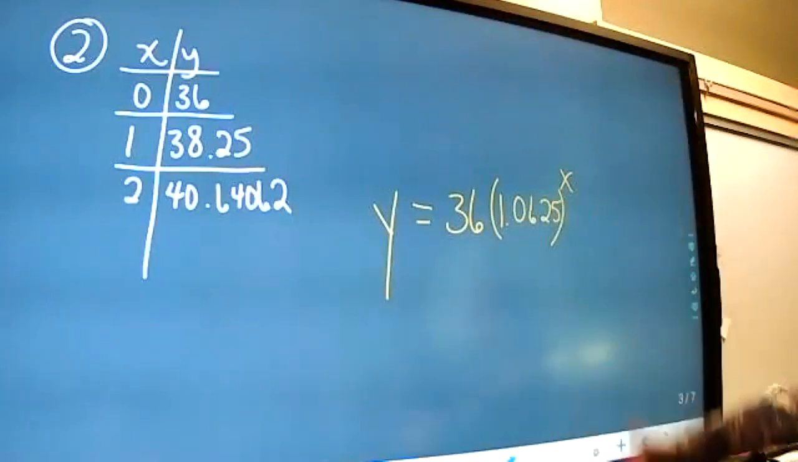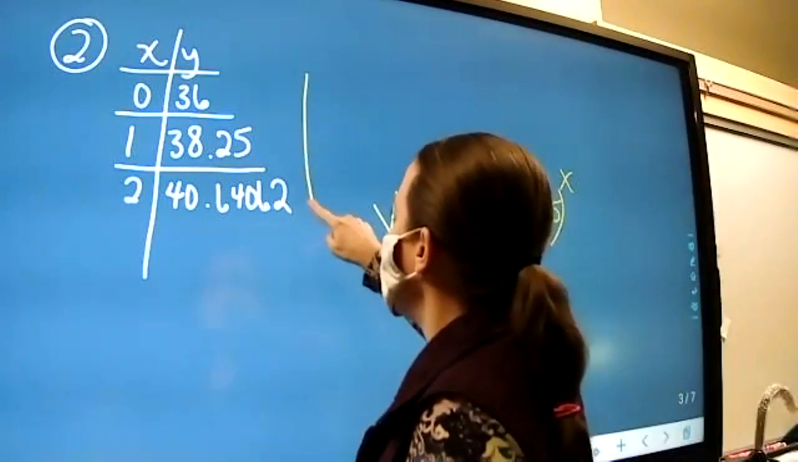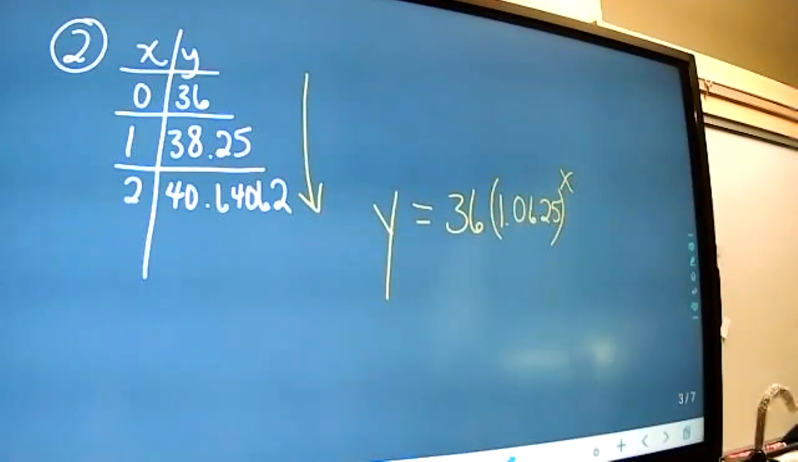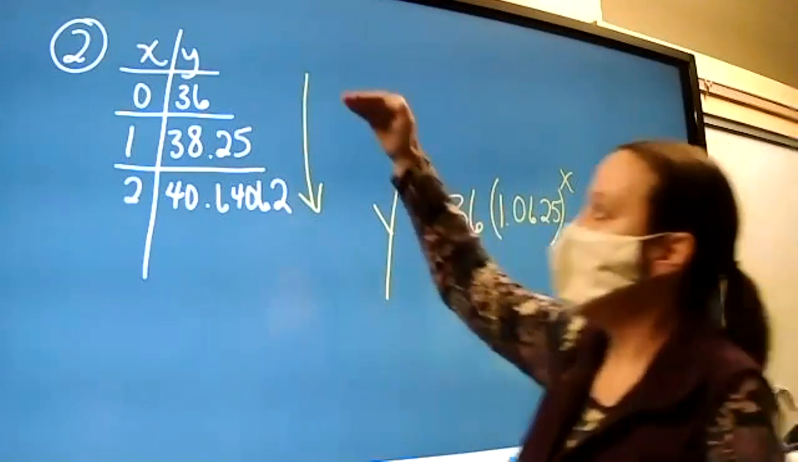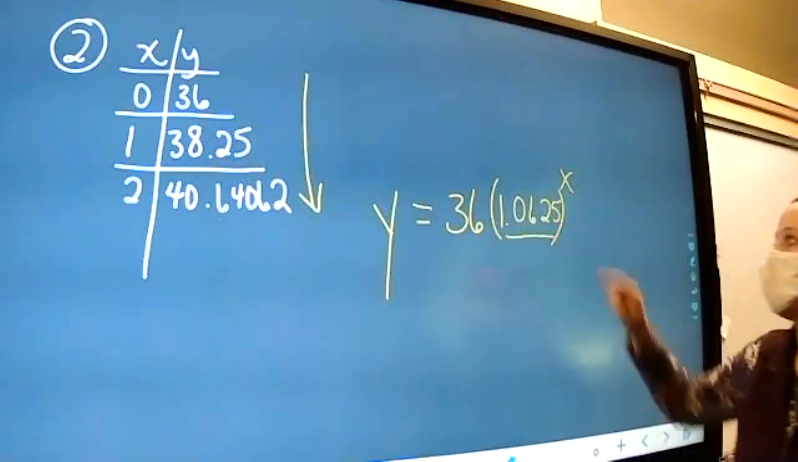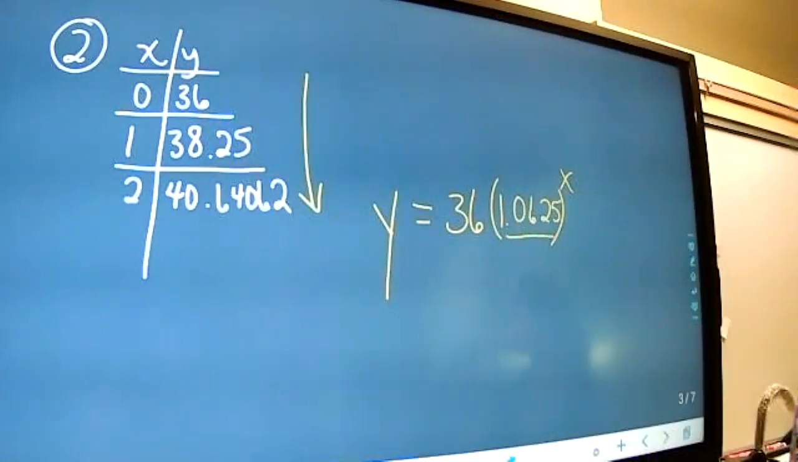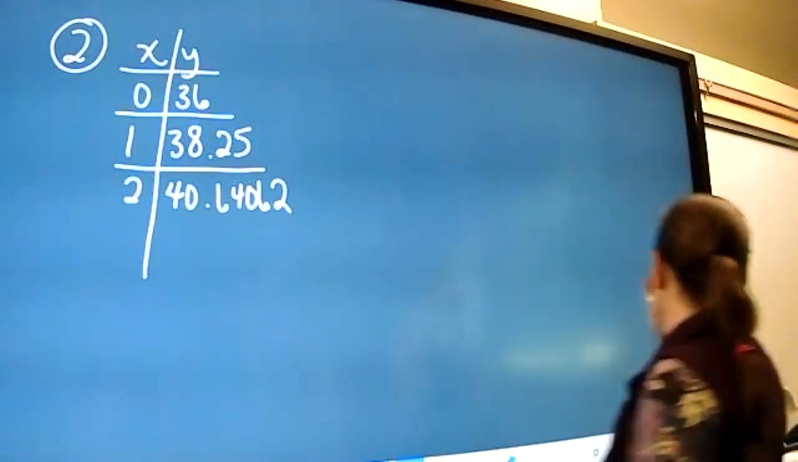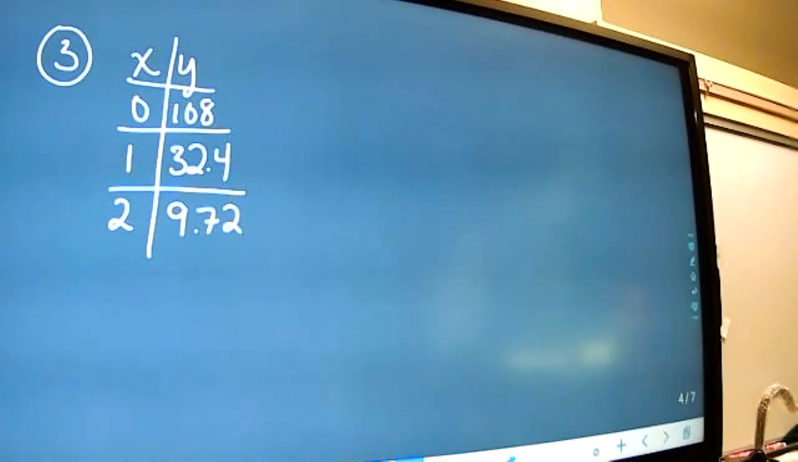So I look at my table and I notice something about my table. What's happening to the y values? Are they getting larger or are they getting smaller? Larger. Yeah, they're getting larger. And so to me, when I look at this, I say, okay, I'm going from 36 to 38 to 40. My y's are increasing, which means my multiplier has to be greater than 1. I know that immediately. It's got to be greater than 1. Okay. Knowing that, try this one.